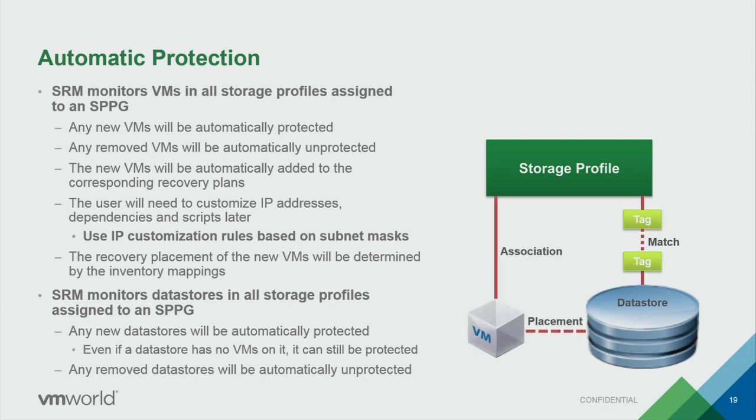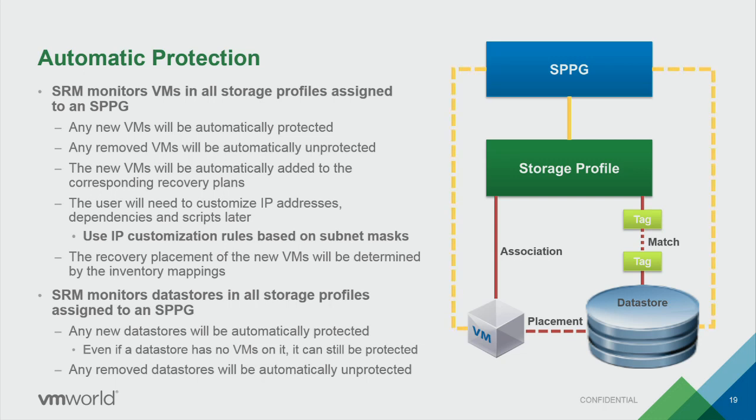When you provision a VM, you explicitly specify the association between the storage profile and the VM by picking the storage profile, and then the VM gets automatically placed on one of the data stores. When you create an SPPG, you pick a storage profile, and then we traverse all these links to pick the VMs and the data stores. And we do this automatically in the background. So whenever new VMs come in or new data stores come in, we automatically protect them. And then we continue monitoring to make sure that everything stays protected as it goes along. If a VM is removed, then we unprotect it and things like this.